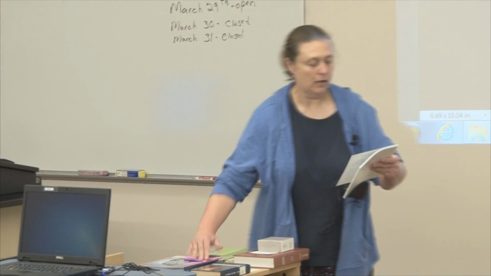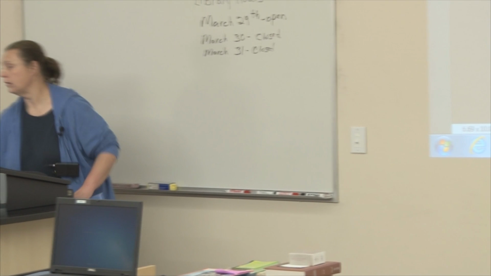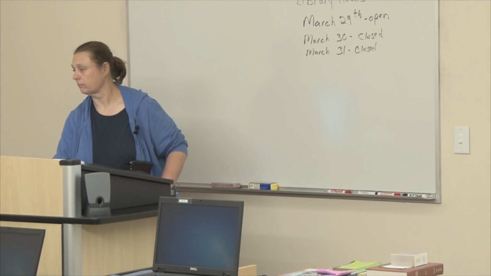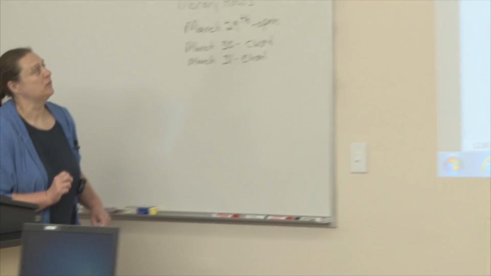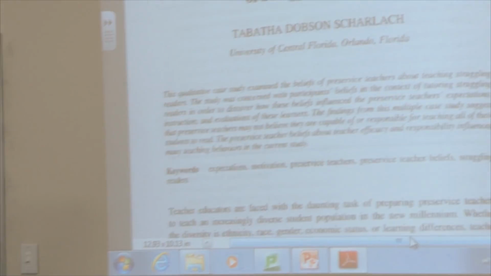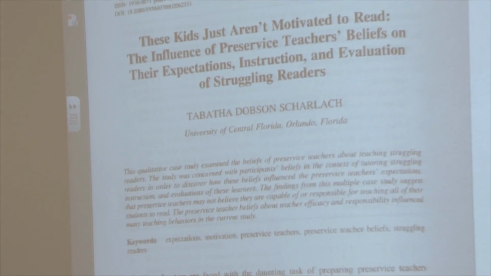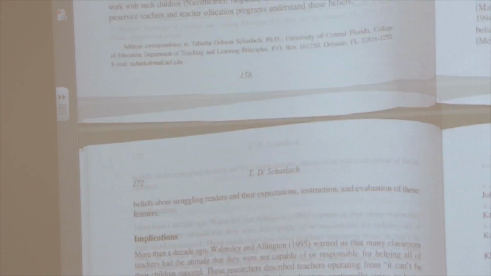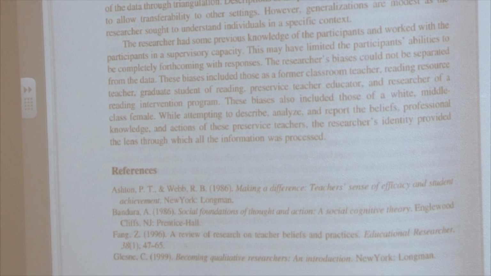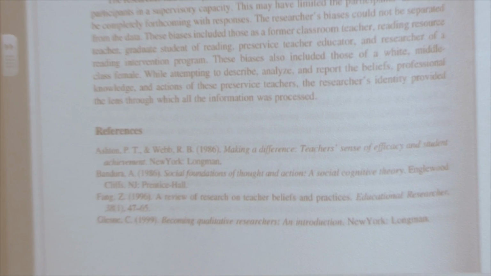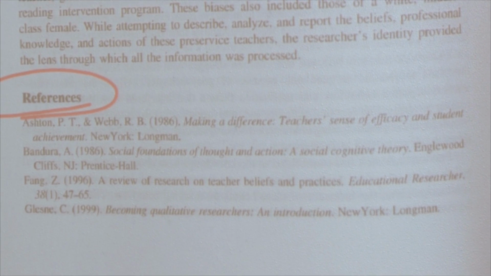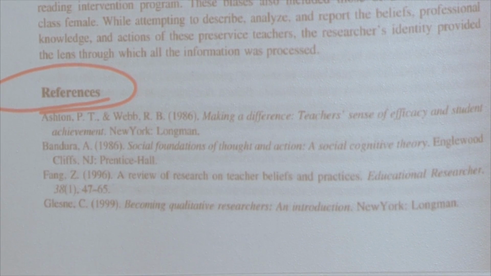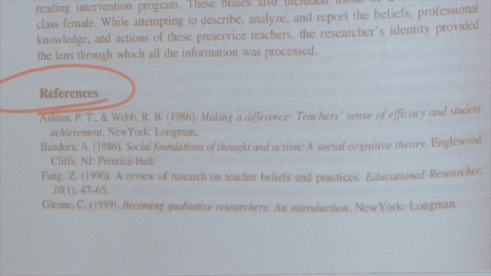Okay. Now, I came across an article in a journal called Literacy Research and Instruction. Okay. And I went to an article called "These Kids Just Aren't Motivated to Read: The Influence of Pre-Service Teachers' Beliefs on Their Expectations, Instruction, and Evaluation of Struggling Readers." Okay? And one of the things that I do, and I know a lot of researchers do this, is go to the end of the article and look at the references or works cited page to see what references, what books, which articles, what studies, reports the author or authors used to write their article.